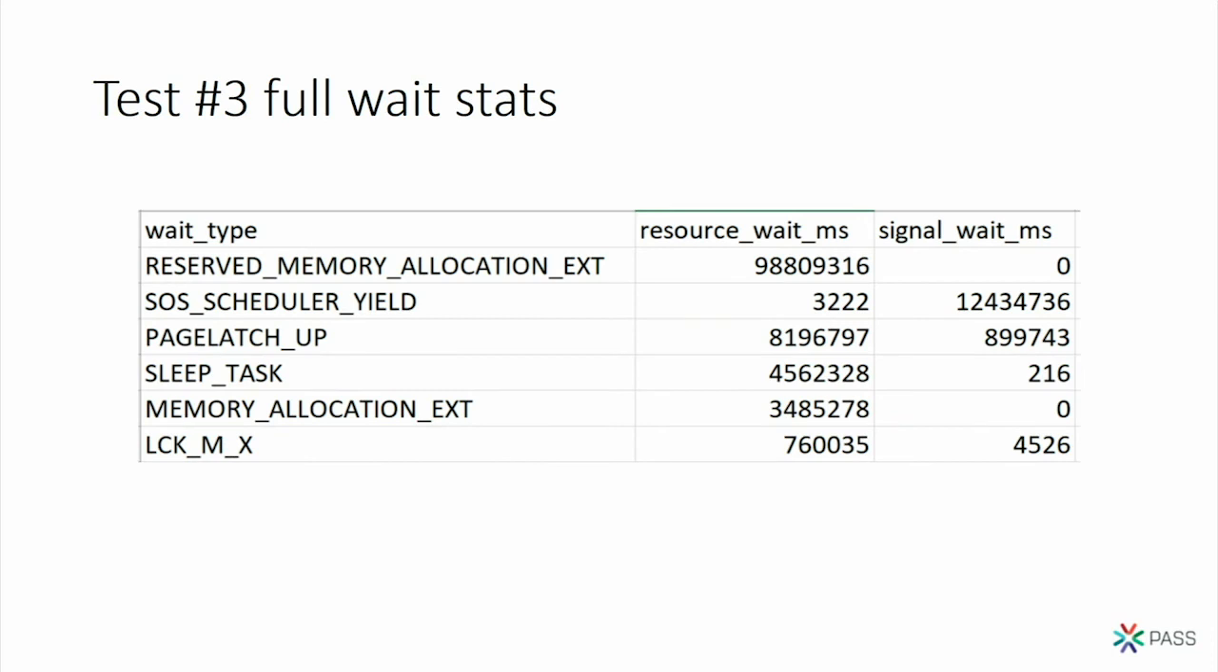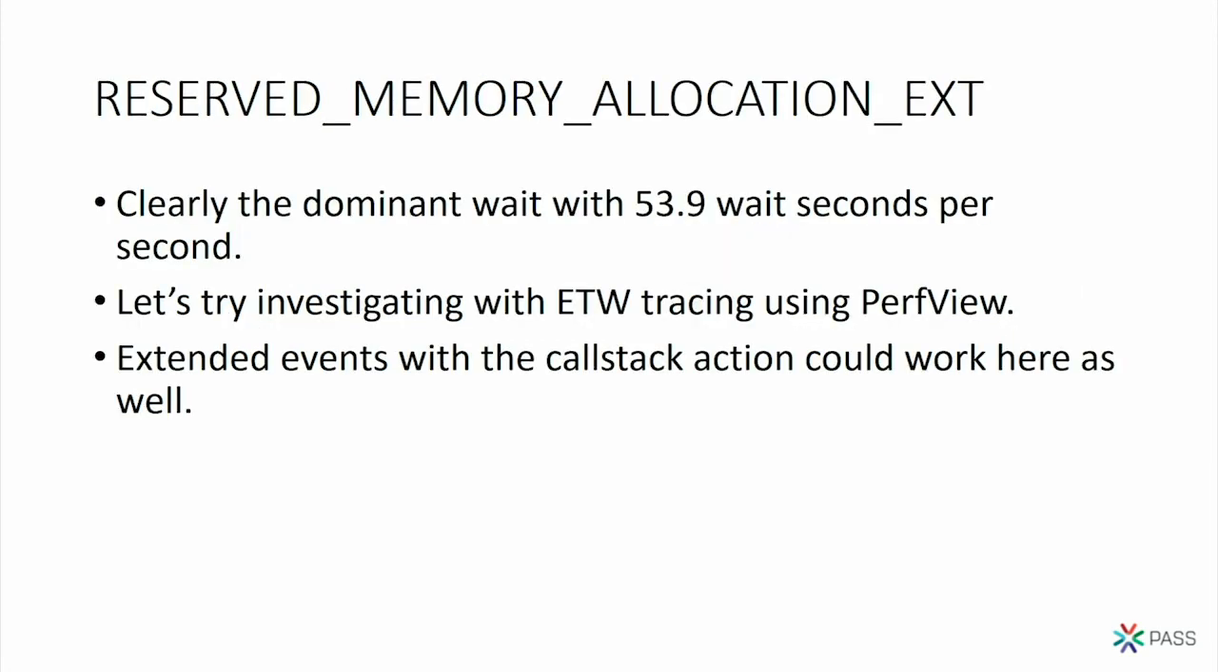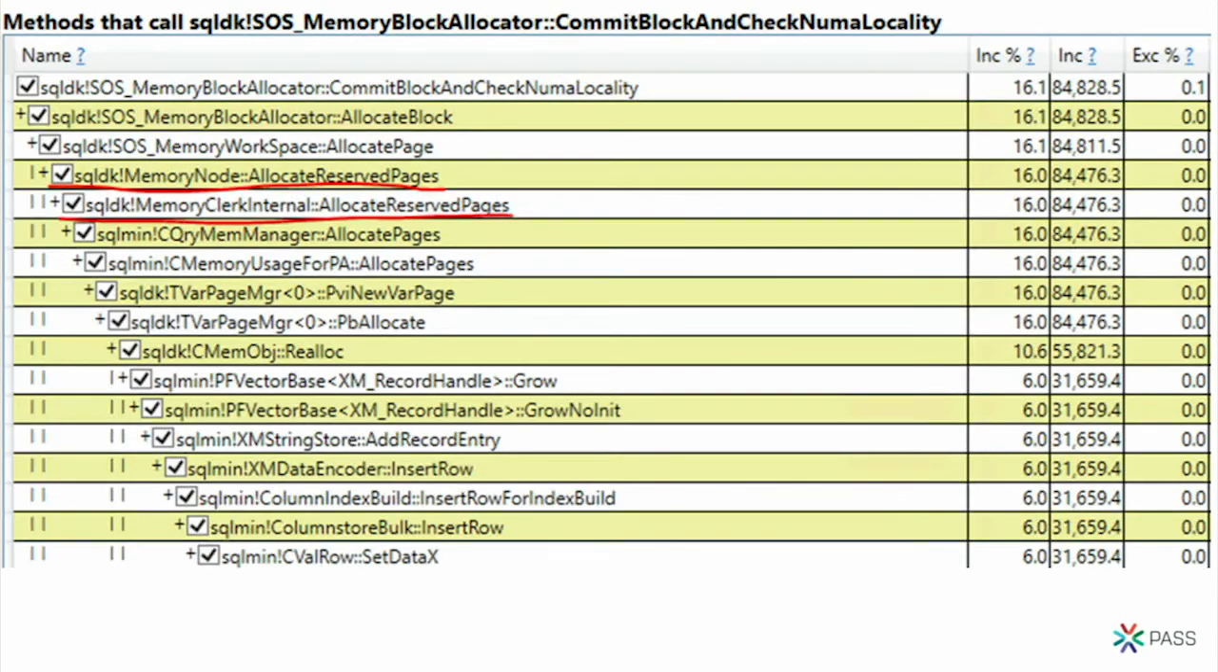Our enemy returns, the reserved memory allocation EXT wait. It's the number one wait by far. Okay, I'm going to have to deal with this now. That's fine. You do the math, 54 wait seconds per second. And then investigate this using ETW tracing. You could use extended events here too, but I'm just using this to show you a little bit of a different technique. So I fire up my workload, fire up the recorder, I analyze data for a while, and I see something called memory clerk internal allocate reserve pages and memory node allocate reserve pages. There's some contention here.